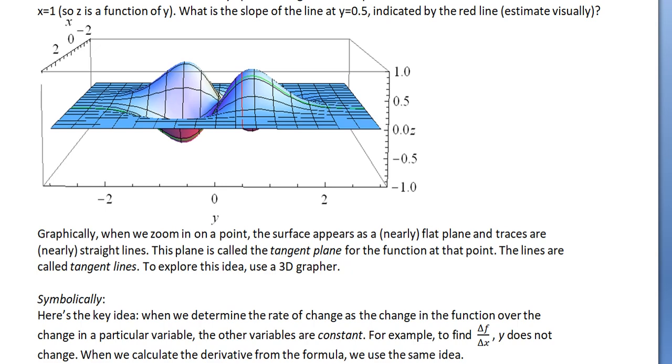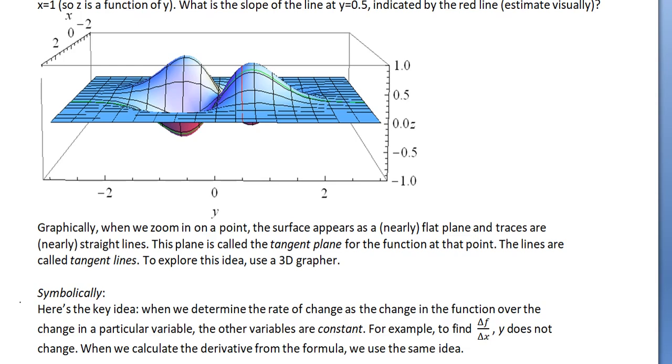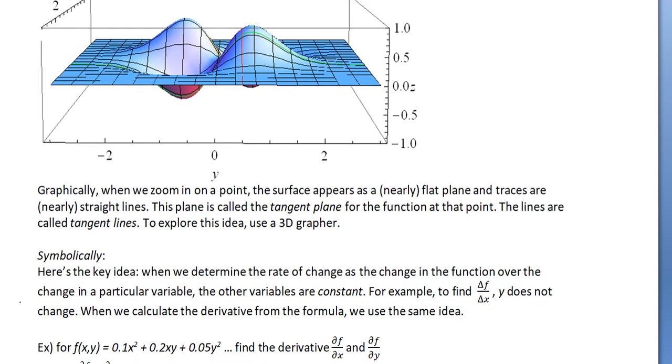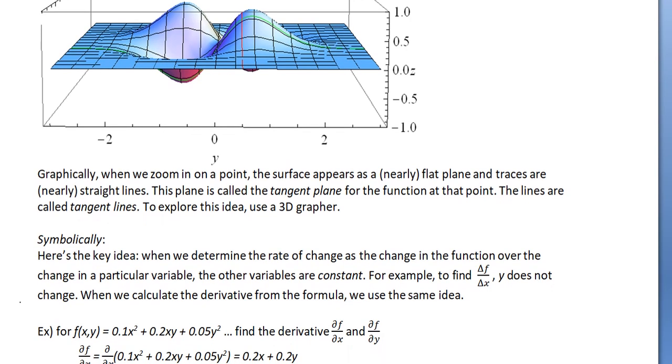So now we're going to answer the question, how do we, given the formula, calculate a derivative exactly? And the key idea in this case, when we talk about derivative of the function with respect to x, we know that we talk about how the value of the function is changing as x is changing, and we want y to be constant. So when we calculate the derivative, we're going to use the same idea. So for this function, let's calculate the derivative, first df dx and then df dy.